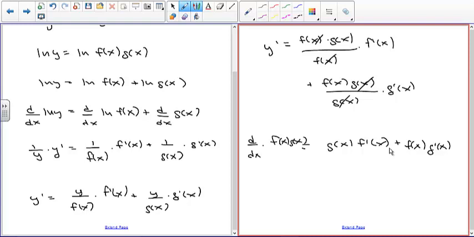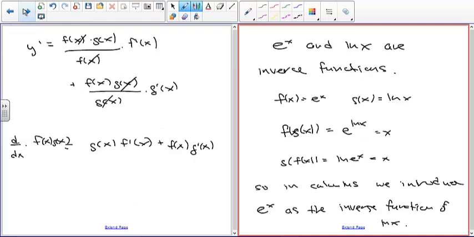Will you be responsible for doing those? No, this is just more for your, just to give you some examples of using logarithmic differentiation. Okay, so that's my back and pass. Now we'll move forward.